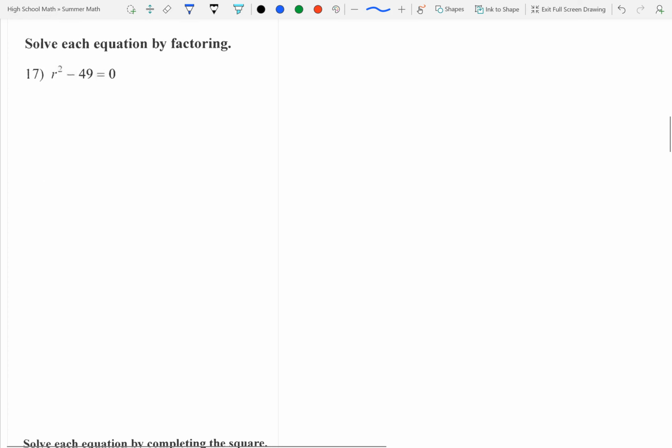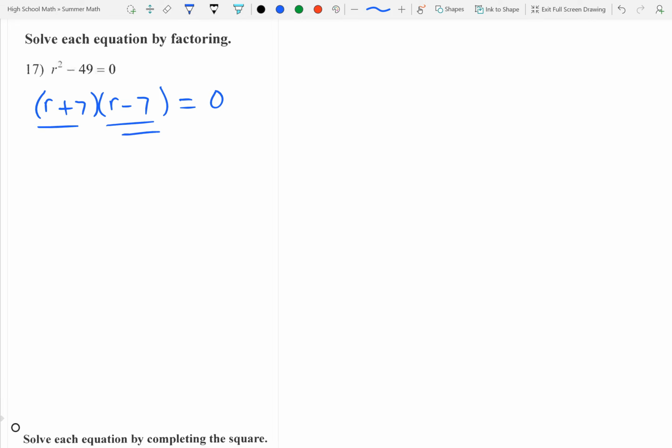Solve by factoring, number 17. To solve by factoring, we first set the equation equals 0. That's done. Now we're going to factor this left-hand side. Hopefully you see this is a difference of 2 squares. So this is very easy to factor into r plus 7 and r minus 7. This one would be much easier to solve directly by taking the square root, but it's asking us to solve by factoring. Once we factor, we will set each of our factors individually equal to 0. R plus 7 is equal to 0, or r minus 7 is equal to 0. This is our zero product property.